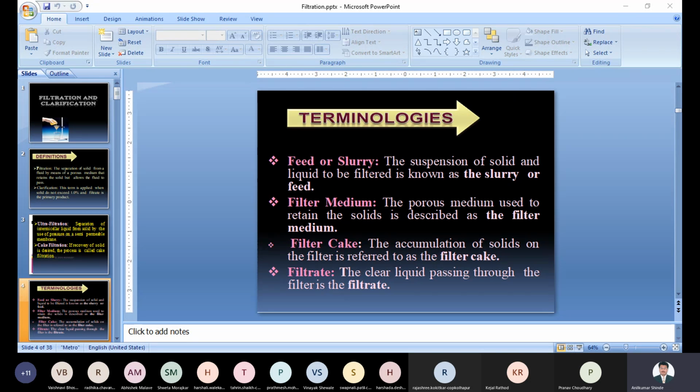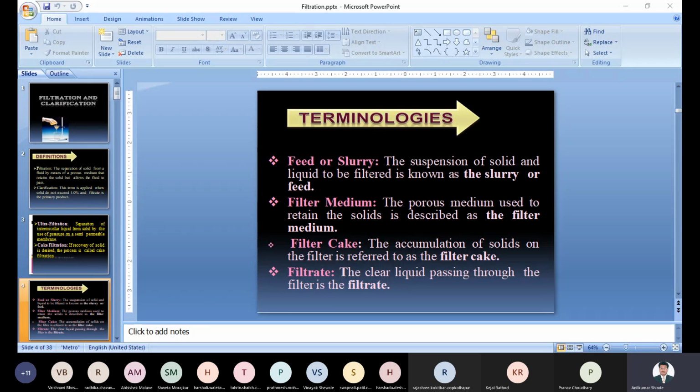Then filter medium. So what is meant by filter medium? The medium which is used for filtration. Understand? The filter medium is used to assist filtration, which helps filtration. So 100% filtration, or the rate of filtration, can be increased if I use the filter medium. These porous media can be used to retain the solids from the liquid, and that is called a filter medium.